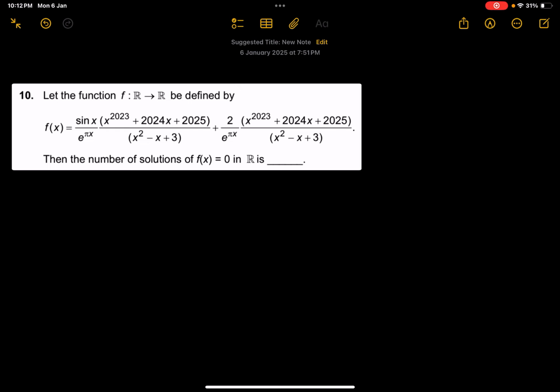The numerator and denominator have common factors in both. I don't know what they are trying to do by writing it in this form when it can simply be written like this.